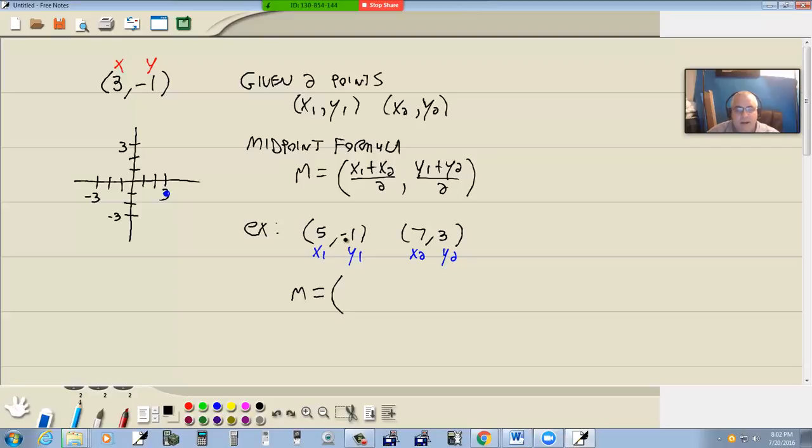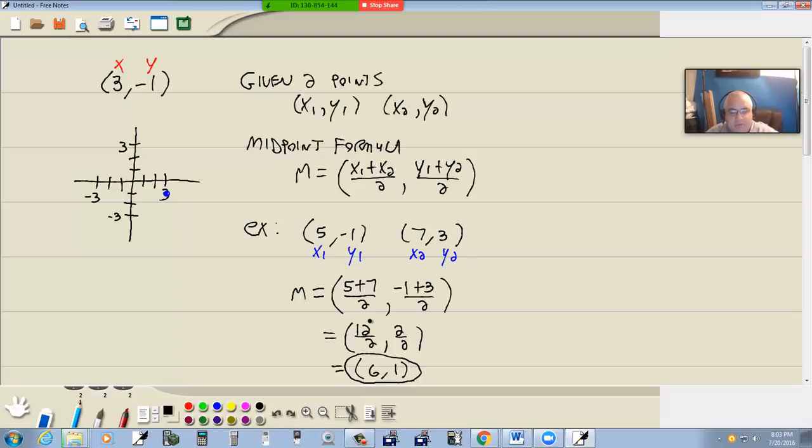So for the midpoint, we're going to add together the x parts. So I got 5 plus 7 divided by 2, and we'll add together the y parts. So we got -1 plus 3 divided by 2. That's going to give us 12 over 2, and -1 plus 3 is 2 over 2. 12 divided by 2 is 6. 2 divided by 2 is 1. So our answer would actually be a point, and it would be (6, 1).